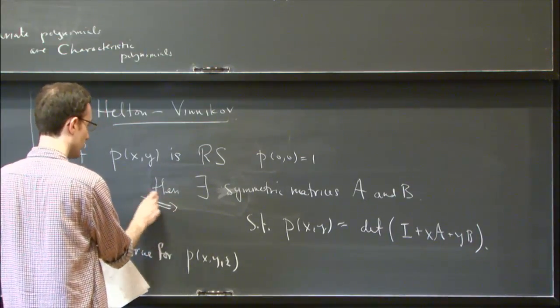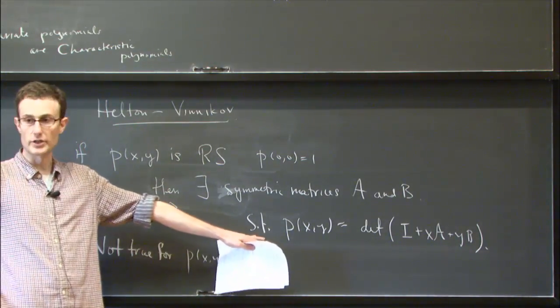So this is an if and only if. These completely characterize the collection of real stable bivariate polynomials.